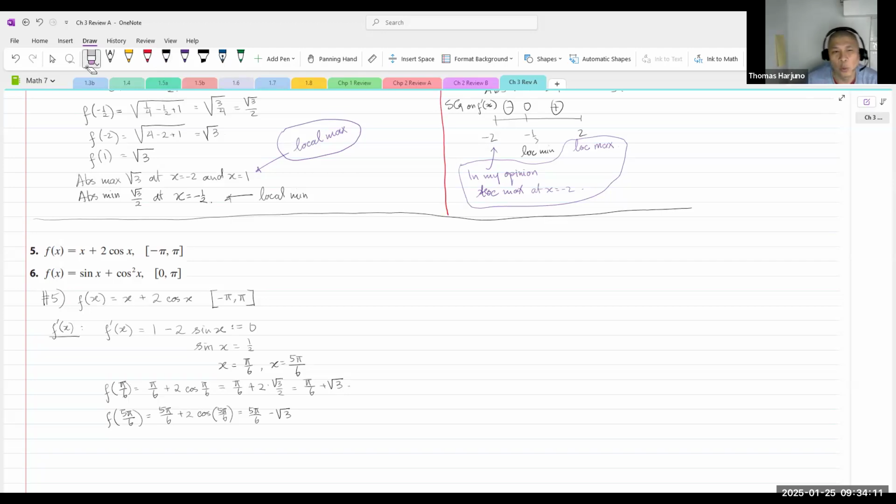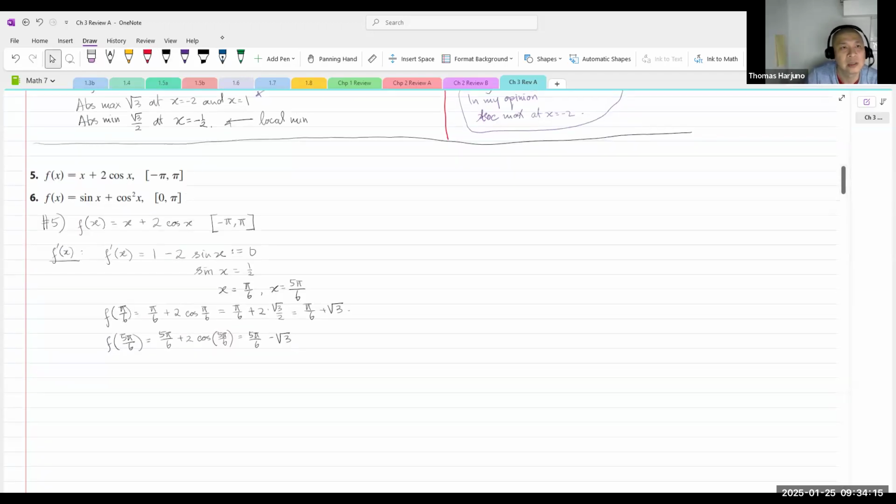To get the more precise number, I need to use a calculator, but I can estimate this. As I know, pi is approximately 3, divided by 6, that's approximately 1/2. Now, radical 3, hold on. 1.7 squared is 2.89. Now, 1.8 squared is 3.24. So this is between 1.7 and 1.8. Okay, let me make sure.